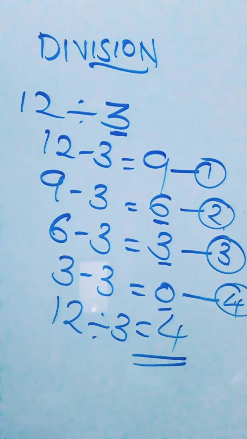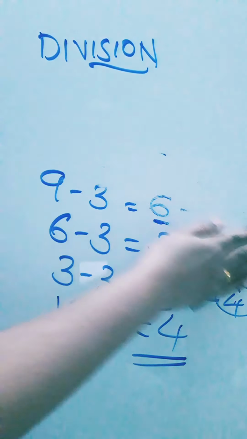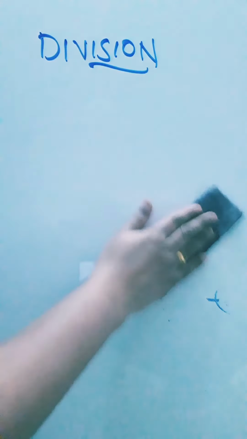What is division? So we have learned that division means repeated subtraction, or if we divide something or we distribute something, we can say it has been divided or division has been done.